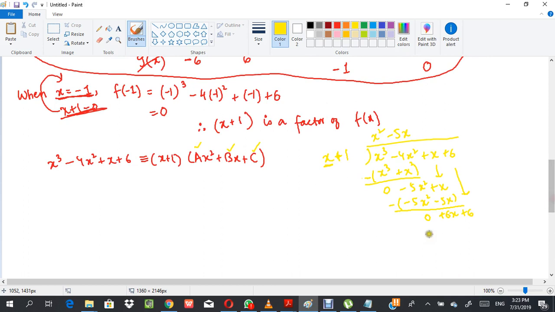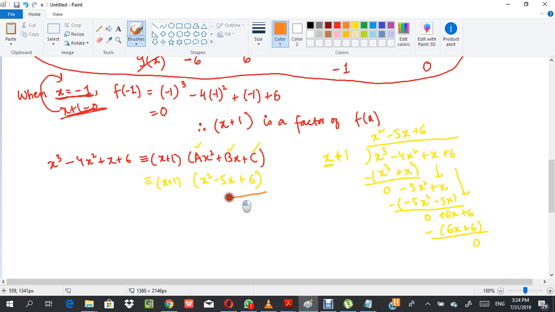Now in order to get rid of this 6, I'll multiply this x by 6. And then I'll multiply this 6 by the whole of the divisor. This gives me 6x, add 6. Let's subtract and we get 0 here. Therefore, we now get x plus 1 times x squared minus 5x plus 6.